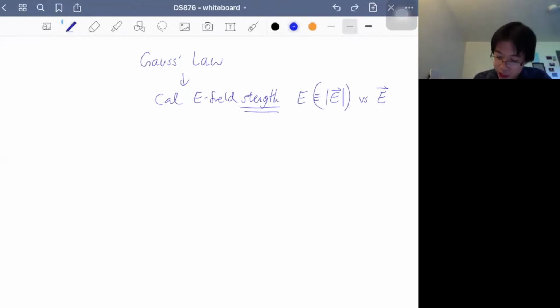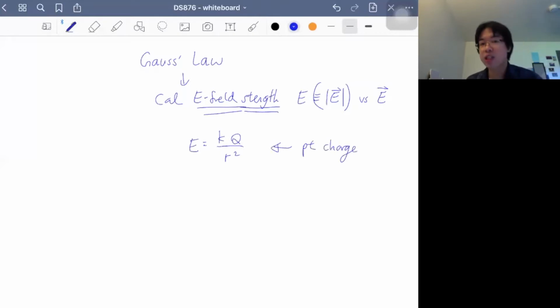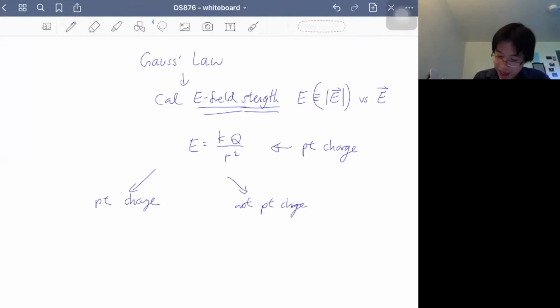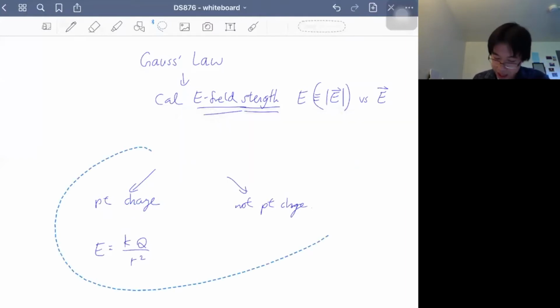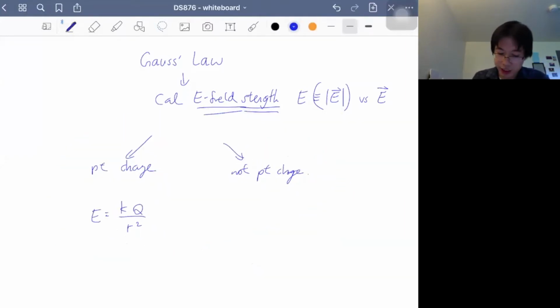Now you might ask, I already know a formula for that, right? E equals kq over r squared. Now that is only true for point charges. Never use this if it's not a point charge. So you have two questions. If I want to find electric field strength, you need to ask yourself, is it a point charge or is it not a point charge? If it is a point charge, then you're done. You use this formula. If it's not a point charge, you need to use Gauss's law.